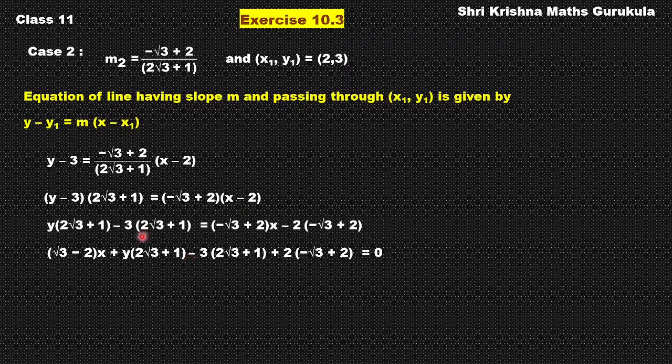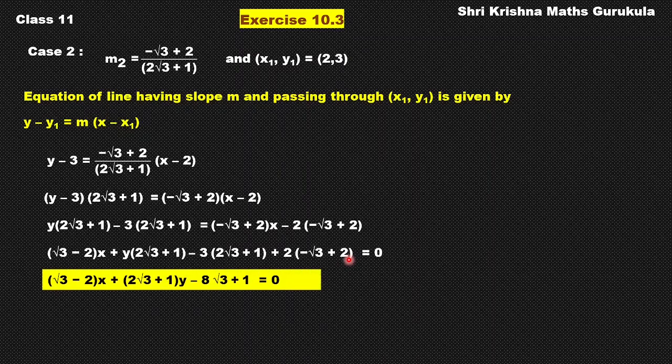Then these constants, these two terms. This will be 3 into 2, 6 root 3 minus 6 root 3. This will be minus 2 root 3. So again this will be minus 8 root 3. Correct? Now for this it will be minus 3 and this will be plus 4. Minus 3 plus 4 gives us plus 1. So our equation will be root 3 minus 2 into x plus 2 root 3 plus 1 into y minus 8 root 3 plus 1 is equal to 0.